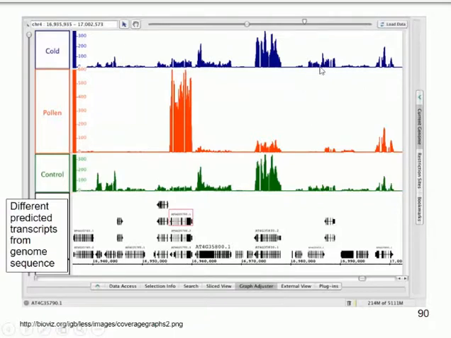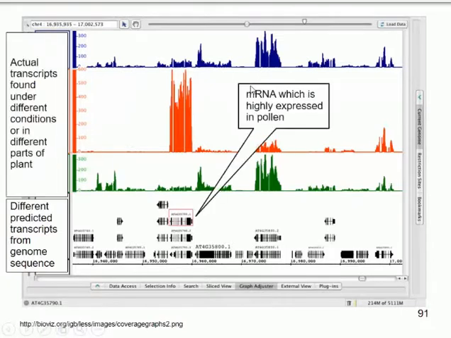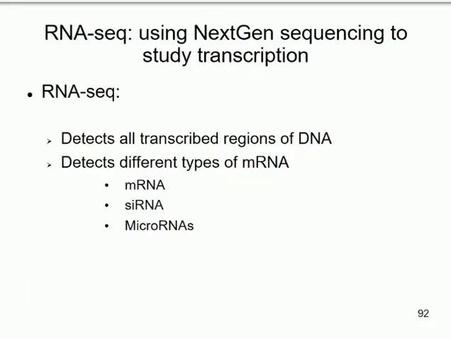There's some indication here of a gene that may be... No, actually not. It's not really cold shock induced, is it? But this gene looks like it might be cold shock induced. So this just shows three or four genes. In a typical RNA-seq experiment, you'd be looking at thousands of genes like this, comparing their expression under different conditions or in different tissues, and really getting a feel for where they're expressed, when they're expressed, and so on. So it's really powerful.